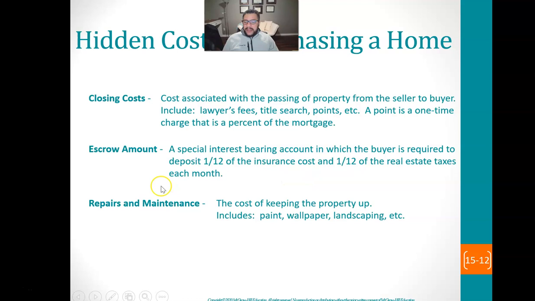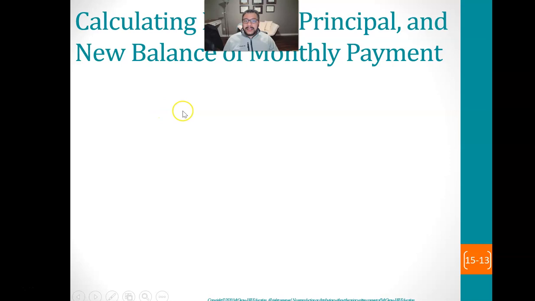And then there's repairs and maintenance. You have to keep that property up, right? So paint, wallpaper, what happens when your water heater goes out? What happens when you have a hole in the roof? These are things that you have to take care of. If you're renting, you wouldn't. You just talk to the landlord and he takes care of that. Okay, so now let's get into the math of this.